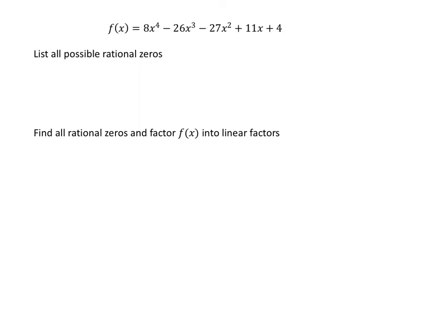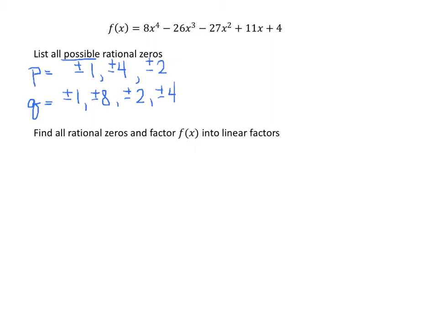So let's take a look at this one. Here we've got a polynomial. The first thing we're going to do is list any possible rational zeros. So p has to be a factor of 4. Factors of 4 are things like plus or minus 1 and plus or minus 4, also plus or minus 2. These are all numbers that you can divide 4 by. q will be all factors of 8. So that's plus or minus 1, plus or minus 8, plus or minus 2, plus or minus 4.